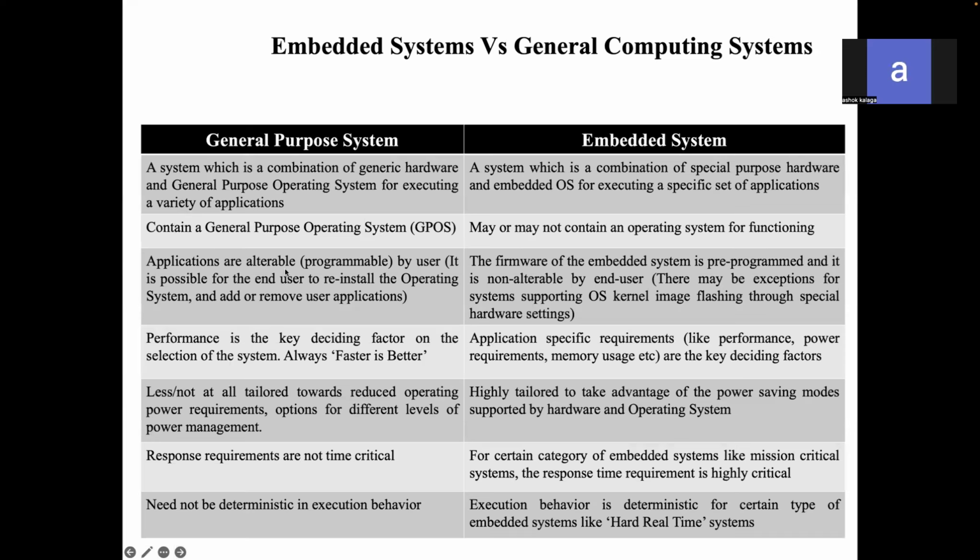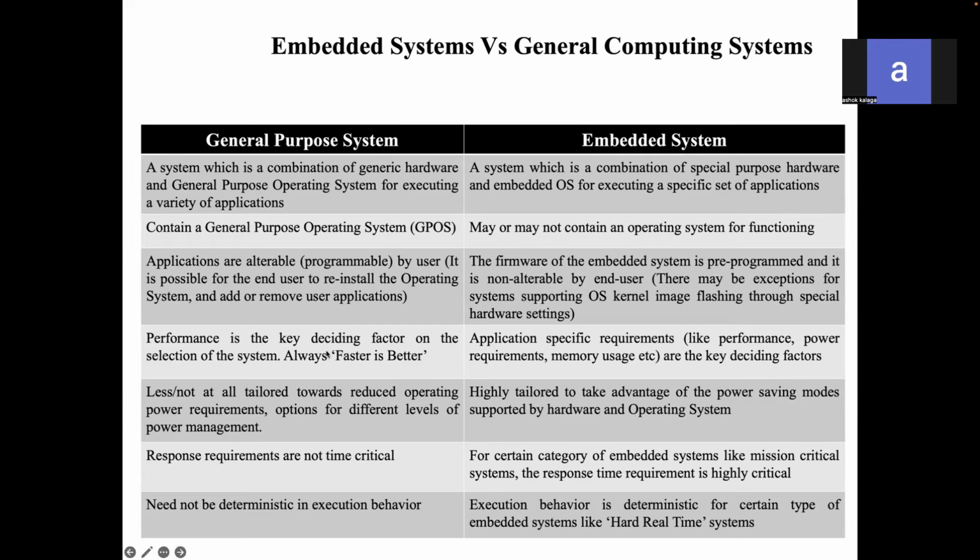The applications are alterable by the user in the case of a general purpose system. But in the case of an embedded system, the firmware is pre-programmed and it is non-alterable by the end user. Let us take one example: I'm going to monitor the temperature of a room. For that, I need to write one code, and that code is called the firmware. That firmware is pre-programmed, so it should be downloaded into the memory. Based on that program, the system will work, and you cannot modify that program.